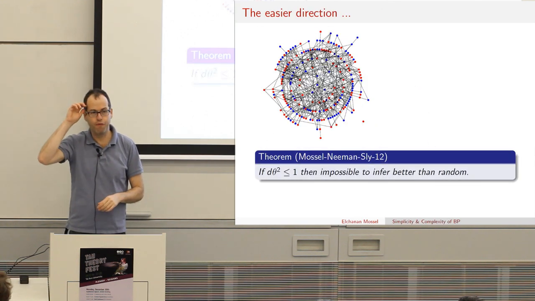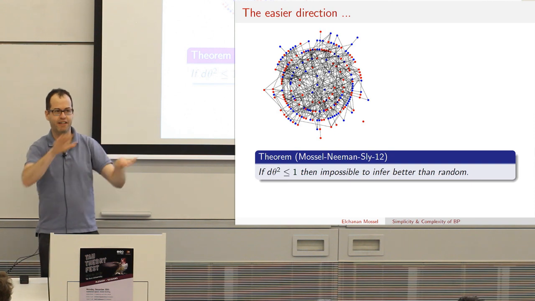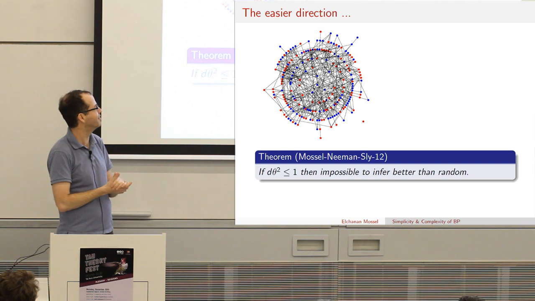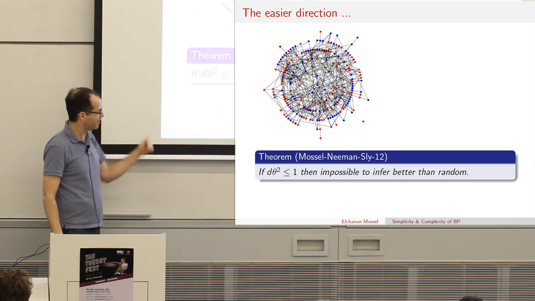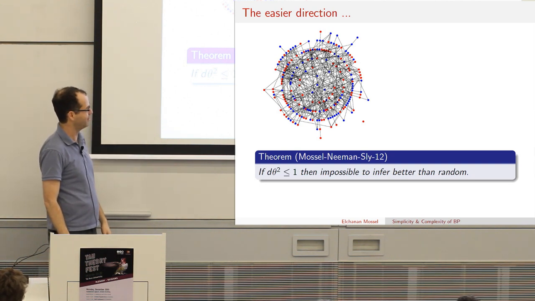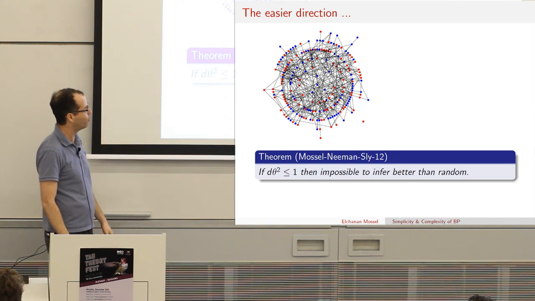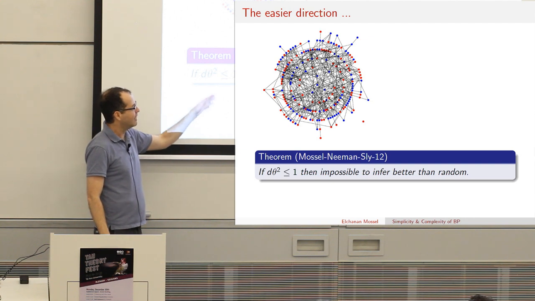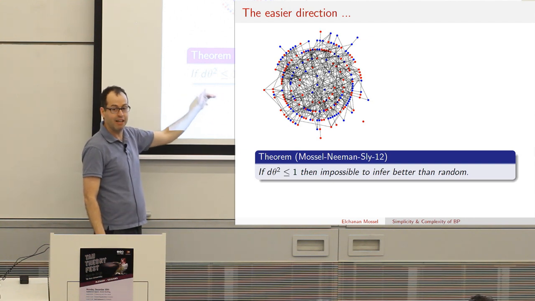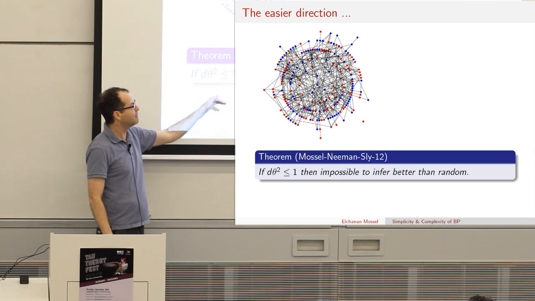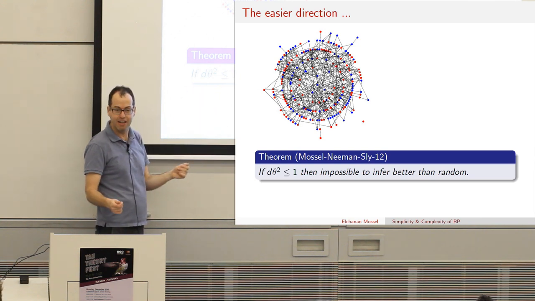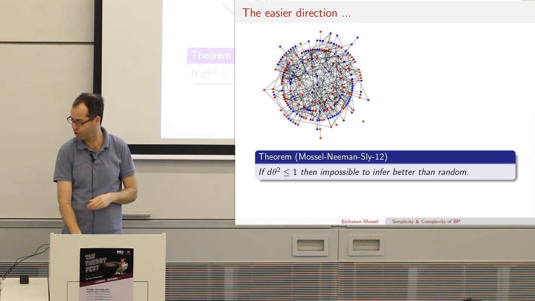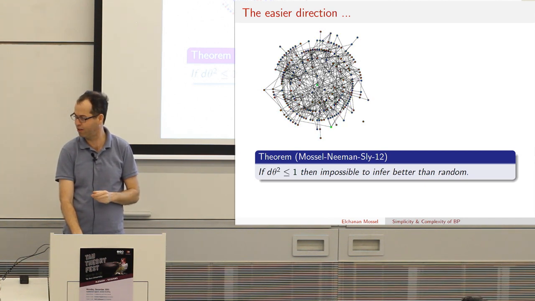So I'm going to prove two theorems. Since at the end of the day, I'm going to move my hands a lot, and maybe we'll be confused. Maybe we'll be convinced. We'll see. Okay, so when we first heard about this conjecture, we were super excited. And one thing that wasn't too hard to prove is that indeed, if d theta squared is less or equal than 1, then it's impossible, and by impossible, I mean information theoretically impossible to infer better than random. I cannot really infer more than 50% of the nodes correctly. Okay, so let me show you the proof of that. I'm just going to show you two easy proofs.